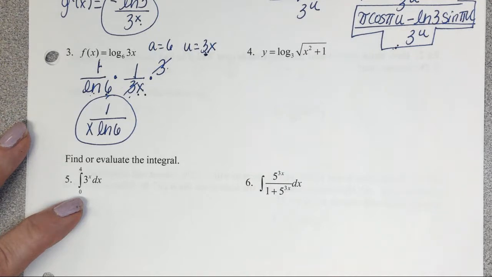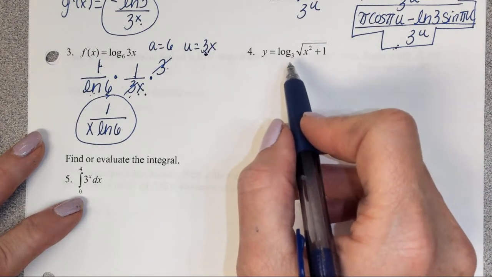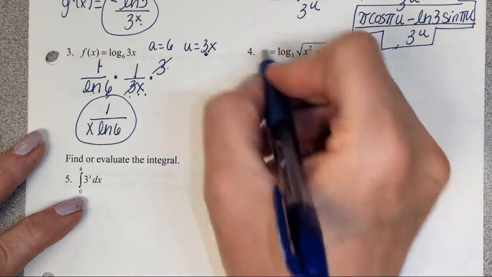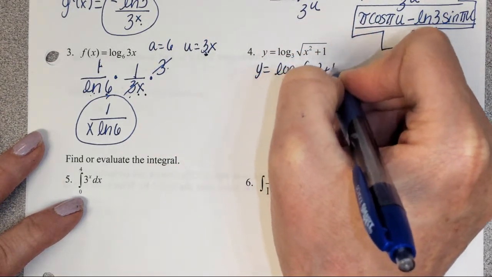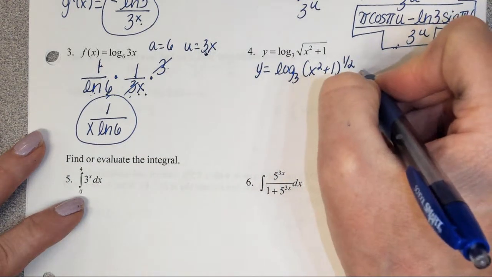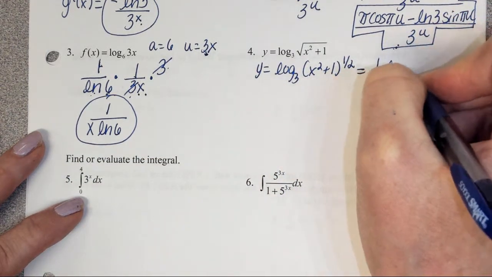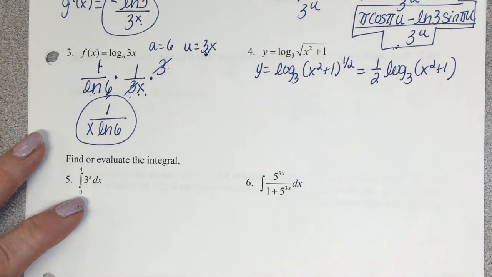All right, the next one is another log problem. If I can, I should probably rewrite this in a different way. See, right now I've got y equals log base 3 of x squared plus 1 to the 1/2. What could we do with that 1/2? Bring it out front, can't we? So I can think of this as 1/2 log base 3 of x squared plus 1. That will save me from having to use the chain rule so much.